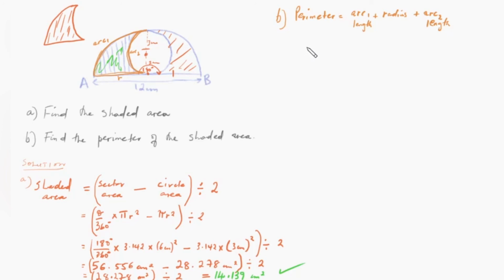Now let's see what we have here. Arc length, remember, is a fraction of the circumference. So that's where we said it's theta over 360 degrees times the circumference. Circumference is 2 pi radius. Then we are going to add the radius and add another theta over 360 degrees times 2 pi radius.